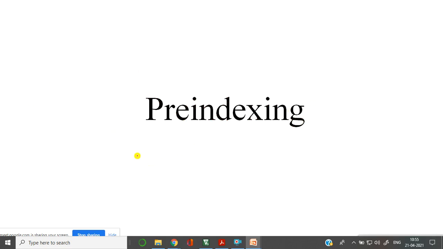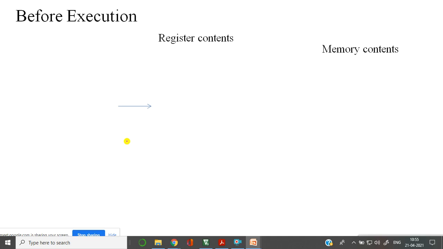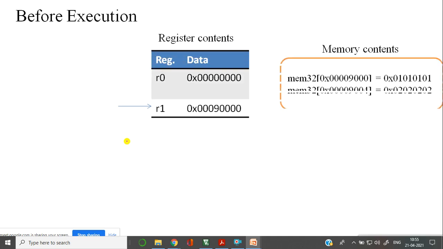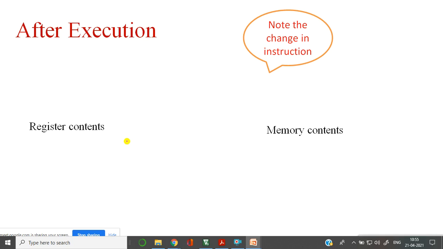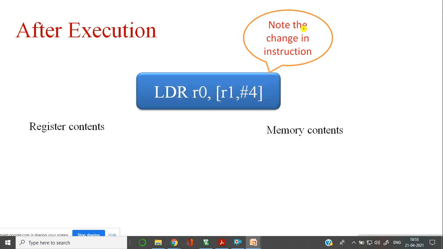Now we'll go for only pre-indexing. What is the difference between pre-indexing with write back and without write back? We will see in this particular slide. Assume that the register content is the same, and I kept the memory content also the same, so that you will understand in a much better way. Now what change have I made in the instruction? Observe carefully. I have not written the exclamatory mark here, and this indicates it is just pre-indexing. If I write an exclamatory mark, then it is pre-indexing with write back.